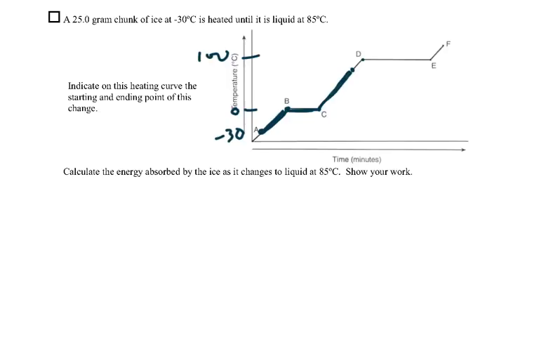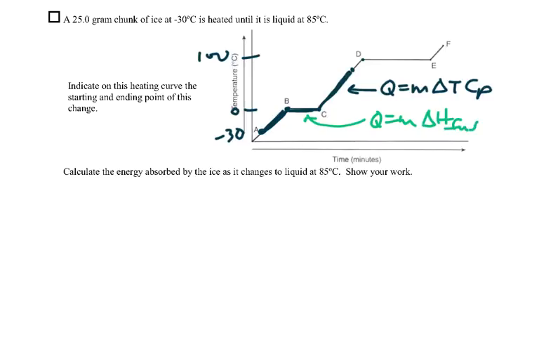That means we're going to have three little problems when we calculate. The two slanty parts here are going to be Q equals m delta T C sub P. And this other part is going to be Q equals m delta H. Because we're talking about solid and liquid, that's the delta H of fusion. So let's just calculate things up. Calculate the energy absorbed by the ice as it changes to liquid at 85 degrees.